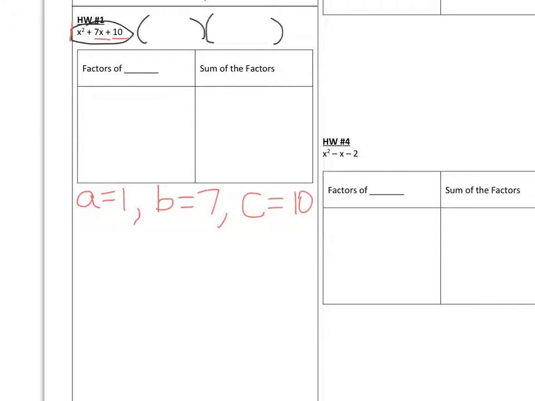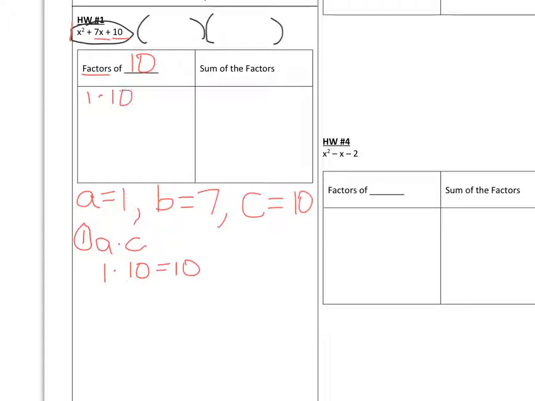Then the next thing that you want to do is multiply A times C. So A times C is 1 times 10, which is 10. So what we're going to do is find factors of 10. Now, factors mean we want multiplication problems that equal 10.